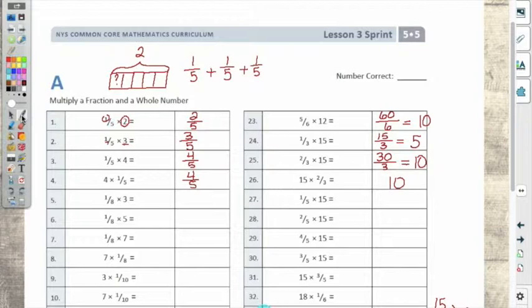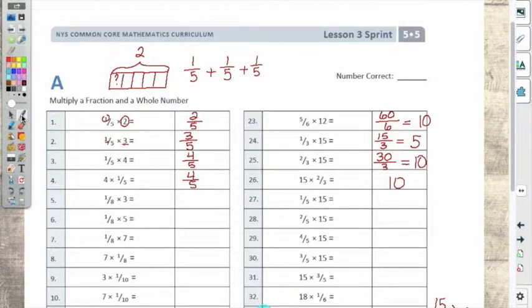18/3 equals 6. 8/4 equals 2. 24/4 equals 6. 12/6 equals 2. 60/6 equals 10. 15/3 equals 5. 30/3 equals 10. 15/5 equals 3. 30/5 equals 6. 60/5 equals 12. 45/5 equals 9. 18/6 equals 3.